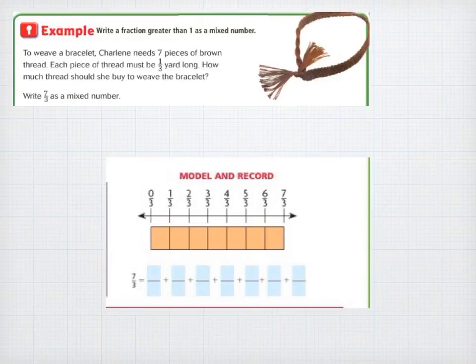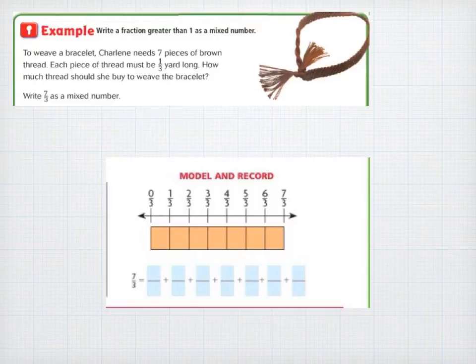So moving into today's lesson, we're going to work on changing a fraction greater than 1, or an improper fraction, into a mixed number. Our problem reads, to weave a bracelet, Charlene needs 7 pieces of brown thread. Each piece of thread must be 1/3 yard long. How much thread should she buy to weave the bracelet?